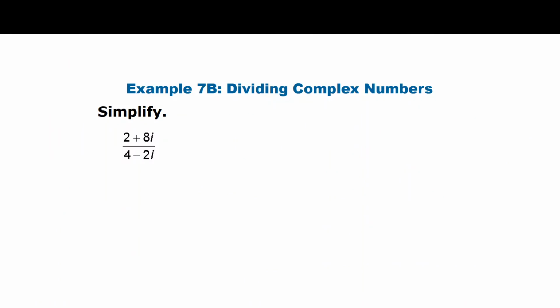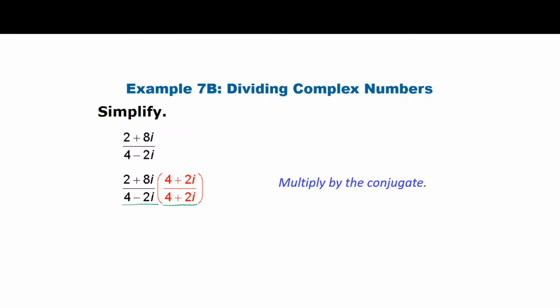Here's another one. Again, we have to multiply by the conjugate. So this time, if our number is 4 minus 2i, our conjugate is going to be 4 plus 2i. So we multiply the bottom times 4 plus 2i, and if we multiply it on the bottom, we have to multiply it by the top also, because really this is like multiplying 1 to the whole thing.